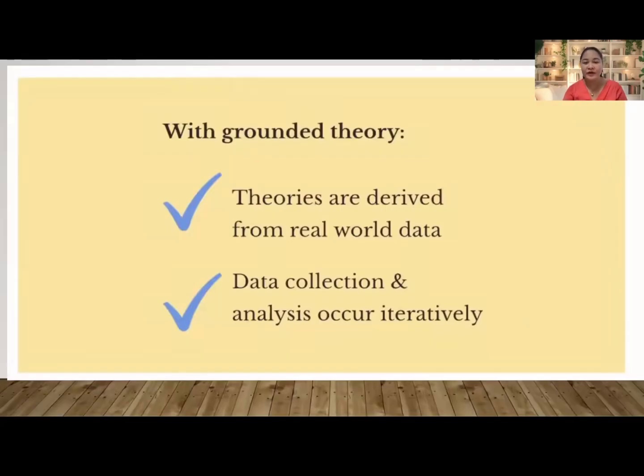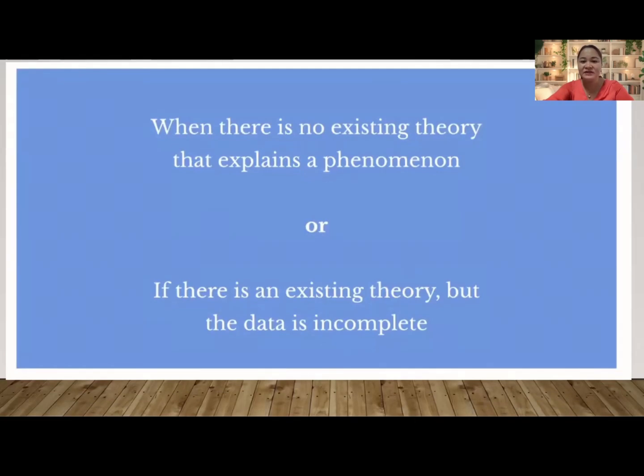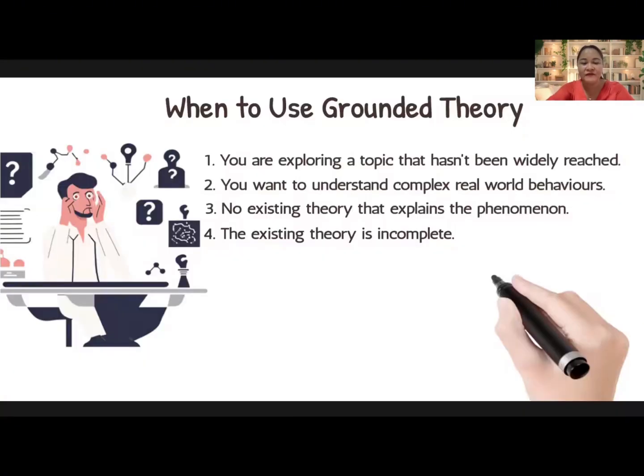Hello everyone. So we are going to continue our discussion on how you're going to create a theory in grounded theory. With grounded theory, from the given situation, from the given theoretical framework, from the given theories or related literature, we have theories derived from real world data. Data collection and analysis occur iteratively. So here is a guide: when there is no existing theory that explains a phenomenon, or you're going to upgrade that explanation if there is an existing theory but the data is incomplete, you're going to complete it in the form of theory.